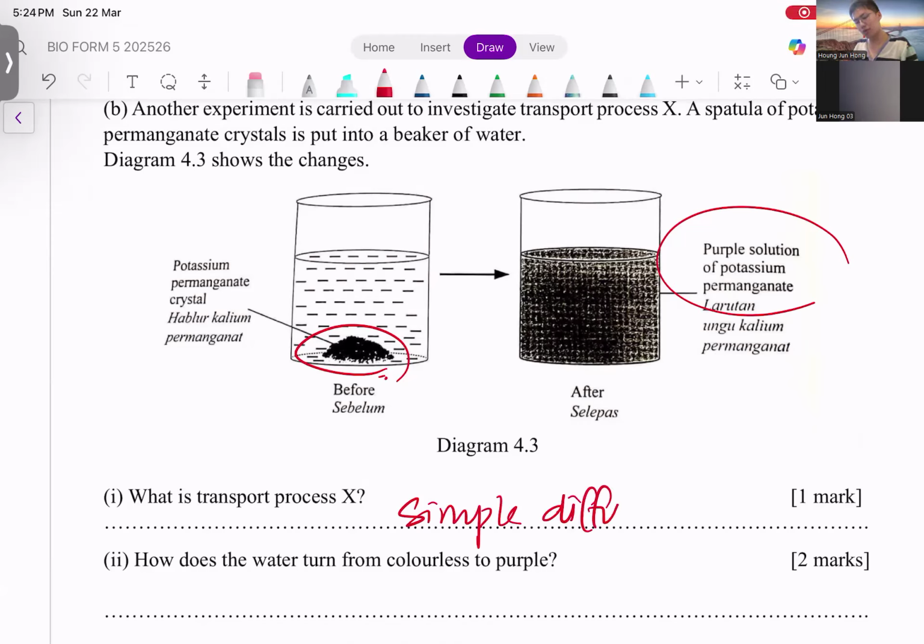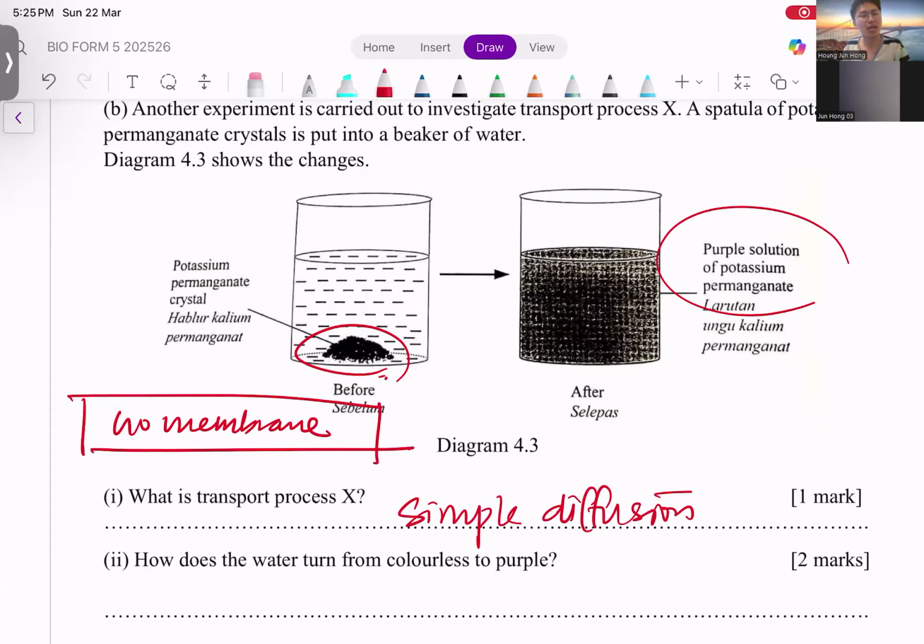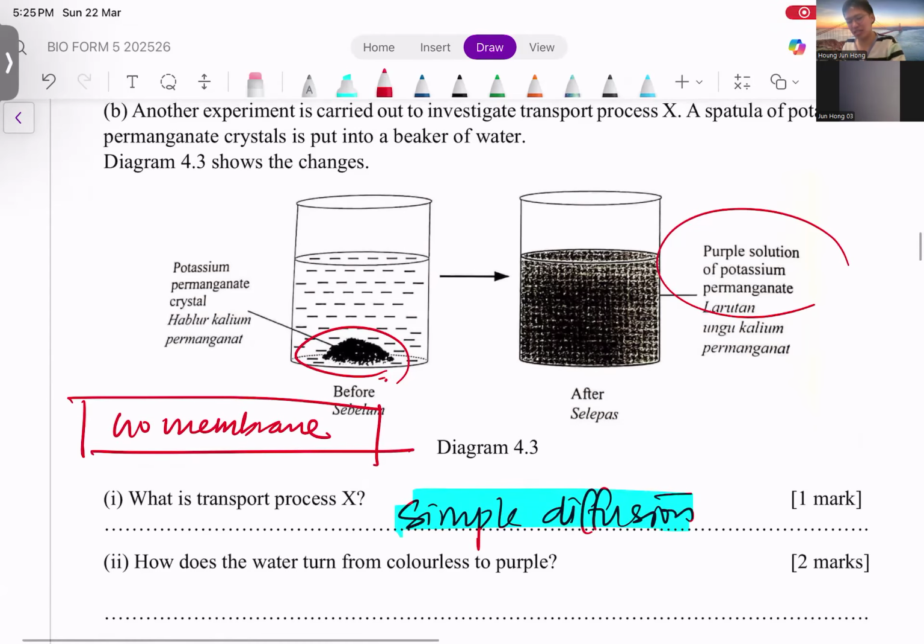Now, why not osmosis? Why not any other? Because you see, there's not a single membrane here. There's no cell wall, no plasma membrane, no bilayer, nothing. There's just literally a gel. So you are not expecting any sort of transport except simple diffusion, because simple diffusion is the only one that can diffuse without a membrane. And you can see indeed from here it diffuses out. Very straightforward.